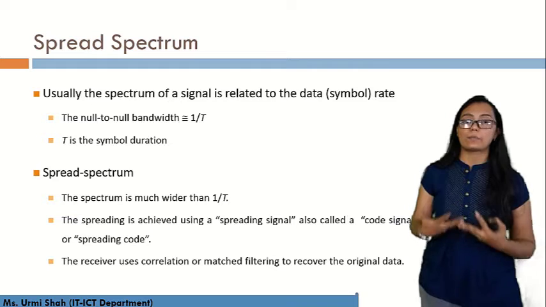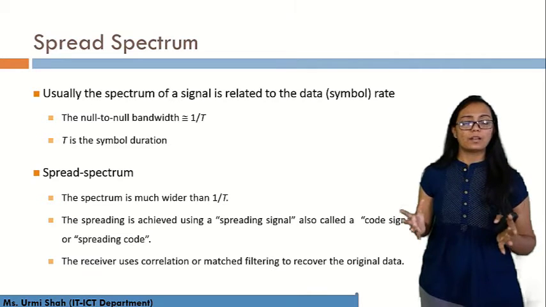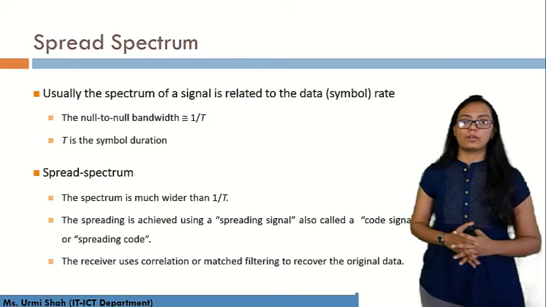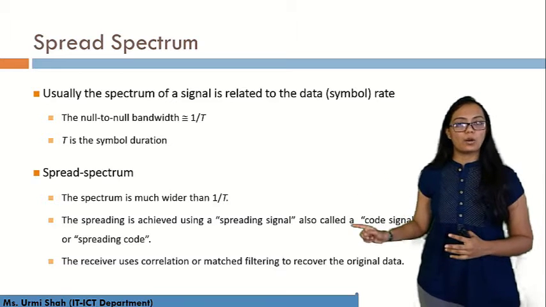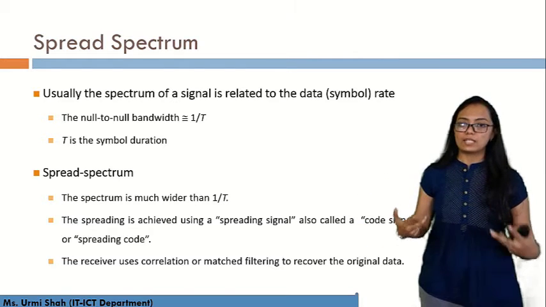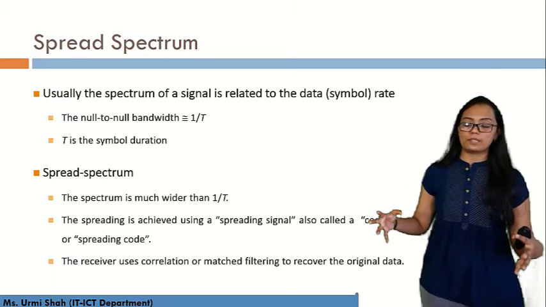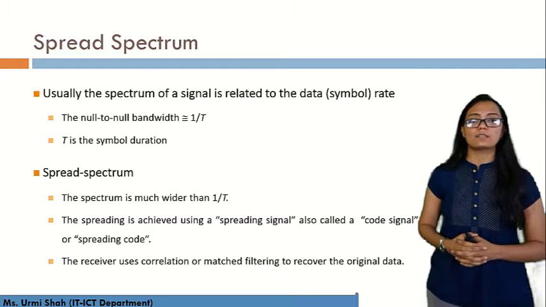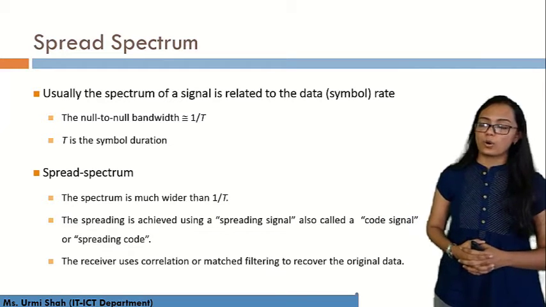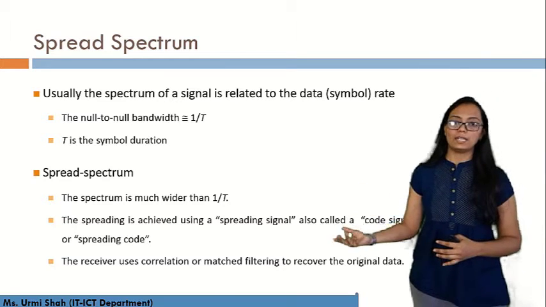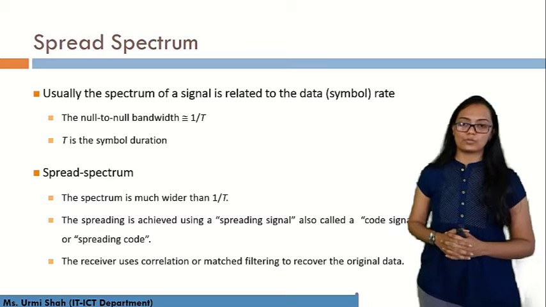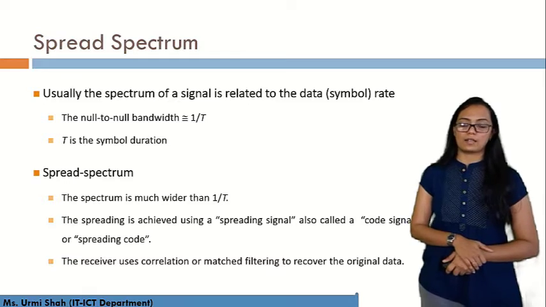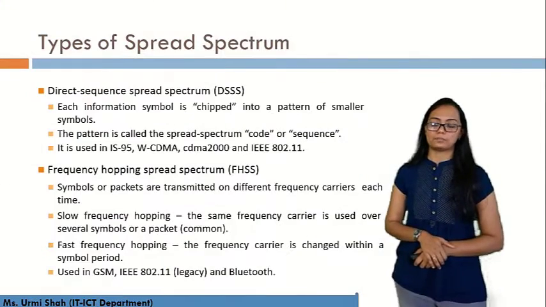Now, what does spread spectrum mean? Normal spectrum, everyone has heard, but spread spectrum is a wider spectrum compared to 1 by T, because here we are performing the spreading of the signal. The signal has been represented in the form of a spread code. The spreading is achieved using the spreading signal, which is also called the code signal or spreading code. The receiver uses correlation or matched filtering to recover the original data. So this is spread spectrum.